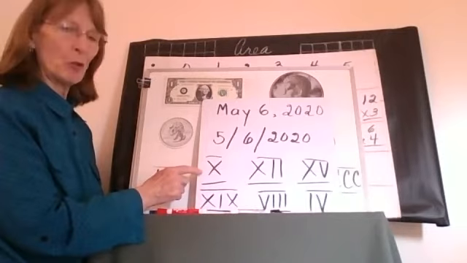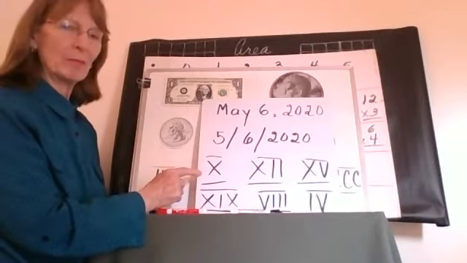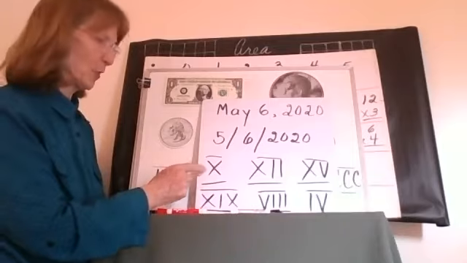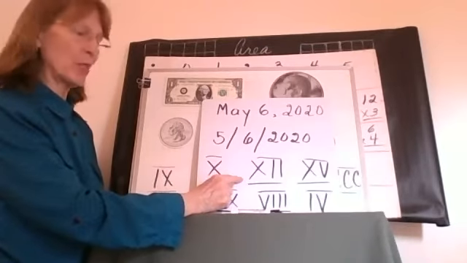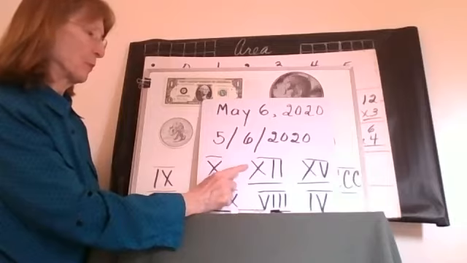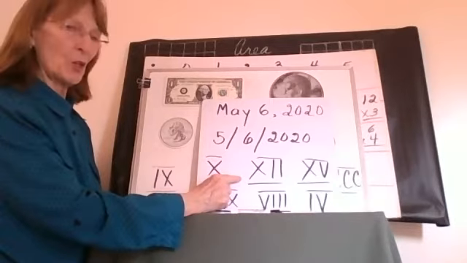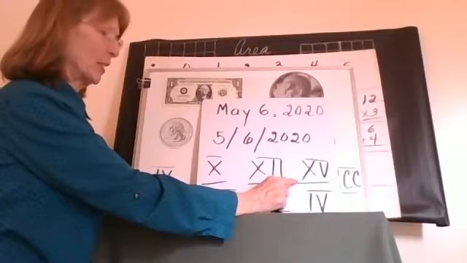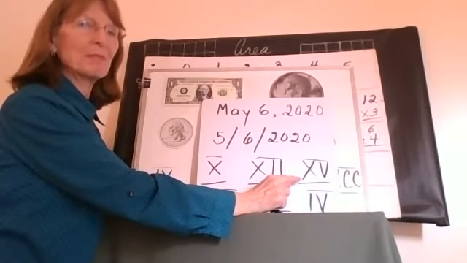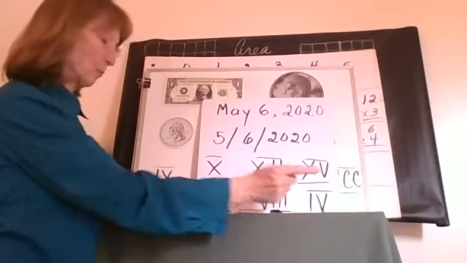Okay, let's say these. An X in Roman numerals is 10. Good. XII. What number is that? 12. Good. XV. 15.